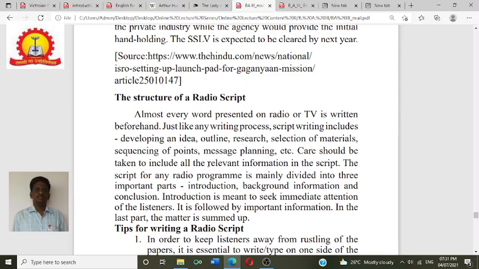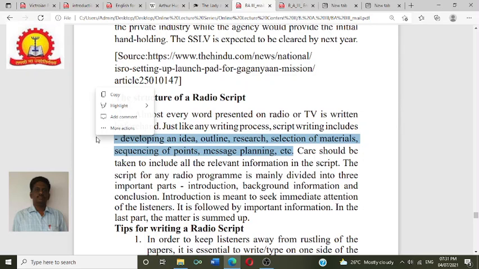It is prepared. So just like any writing process, script writing includes developing an idea, outline, research, selection of material, sequencing of points, message planning, etc. So all these things are common in every writing. You can see developing an idea, it is even for the news that is published in print media. The same thing we can have: developing an idea, outline, research, selection of material, sequencing of points, message planning, etc.